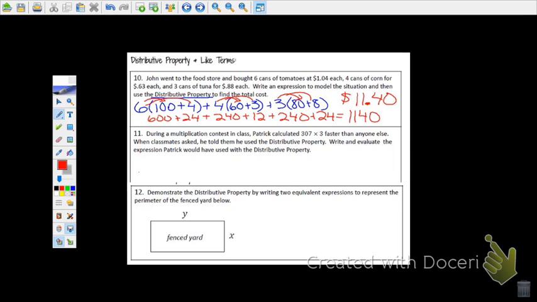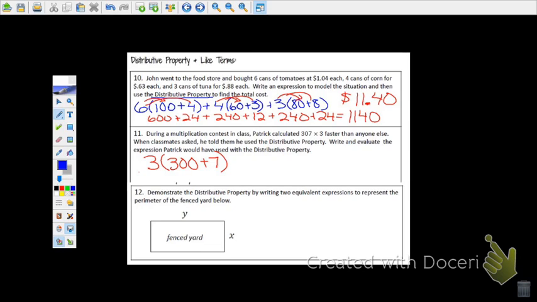Number 11, we're going to do the same kind of thing. It says, during a multiplication contest in class, Patrick calculated 307 times 3 faster than anyone else. When classmates asked, he told them he used the distributive property. Write and evaluate an expression Patrick would have used with the distributive property. So my single digit 3, I'm going to put outside of my parenthesis. Inside, I'm going to split up that 307. 300 plus 7.